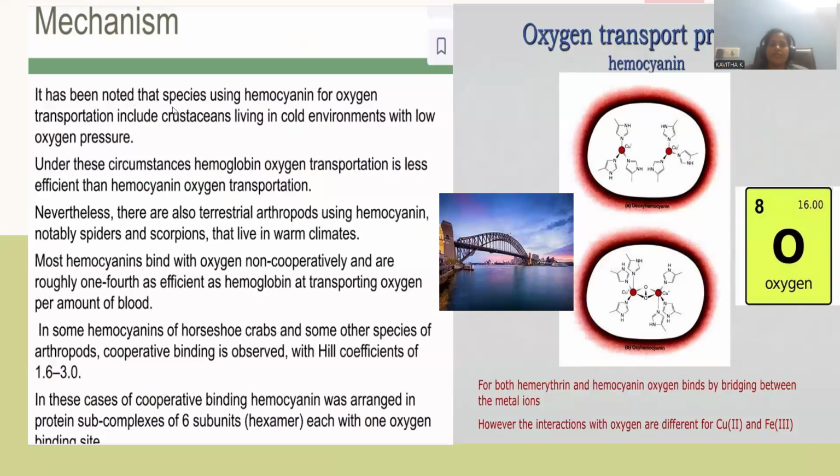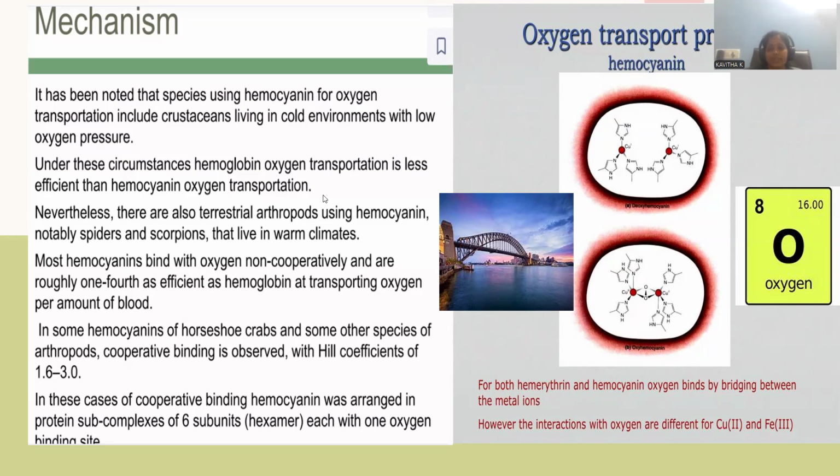It has been noted that the species using hemocyanin for oxygen transportation include the crustaceans living in very cold environments with low oxygen pressure and low oxygen availability, where the temperatures are extremely low. In that cryogenic condition, the species existing there take part in using hemocyanin as a transporting agent for oxygen. Under these circumstances, hemoglobin oxygen transportation is less efficient than hemocyanin oxygen transportation.